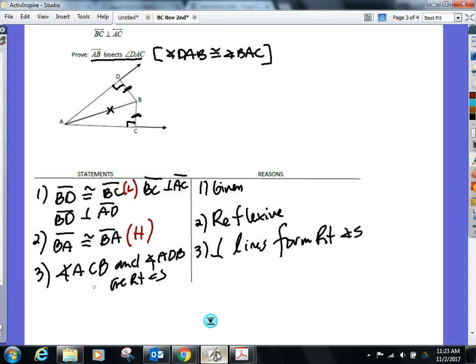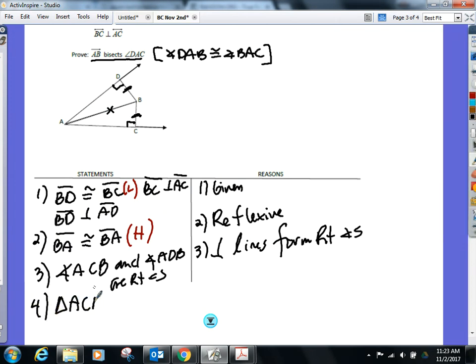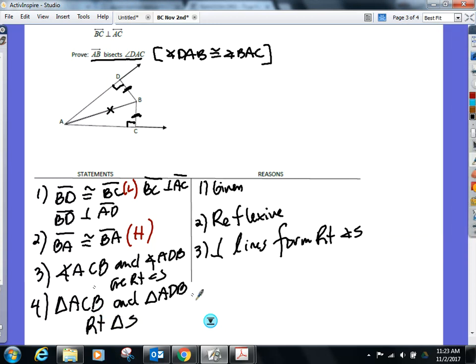There you go. Got to tell me these are right triangles. So triangle ACB and triangle ADB are right triangles. Again, I don't care what the order of the letters are. Not until you tell me they're congruent. Why? Right triangles have right angles. We're getting there.